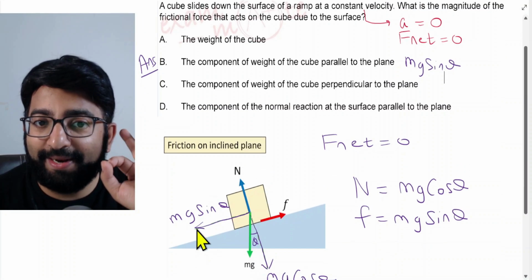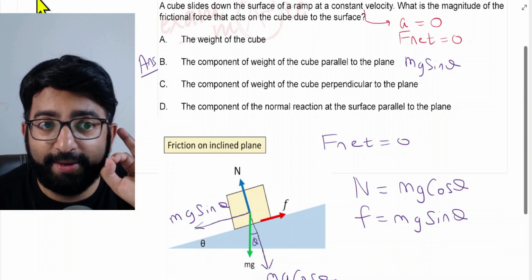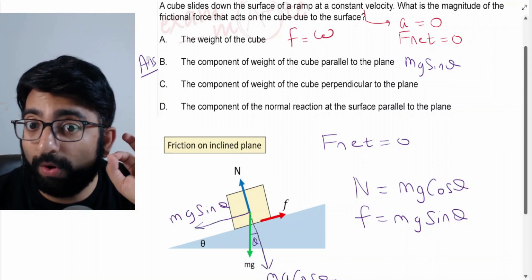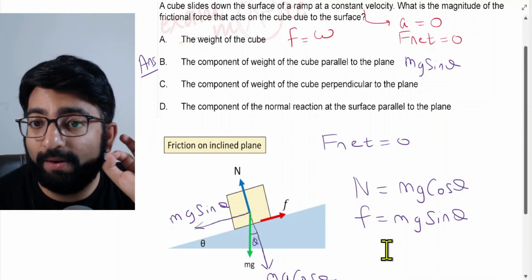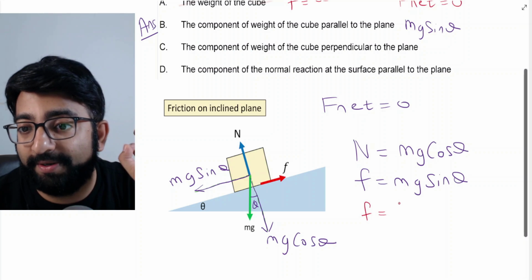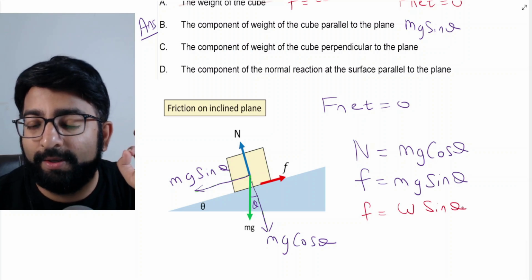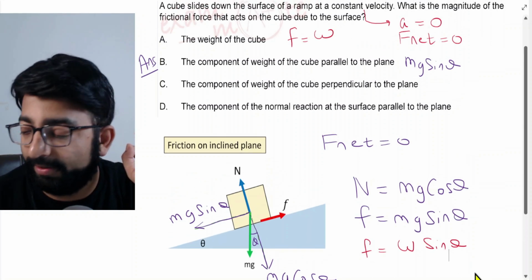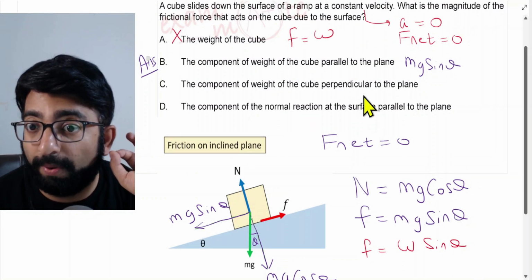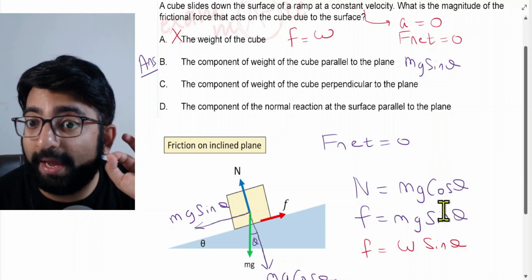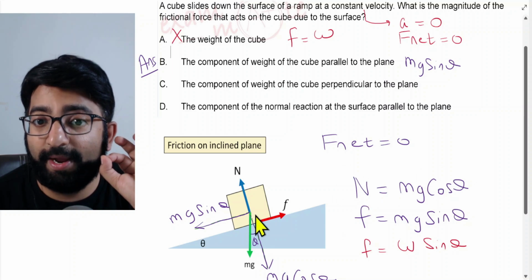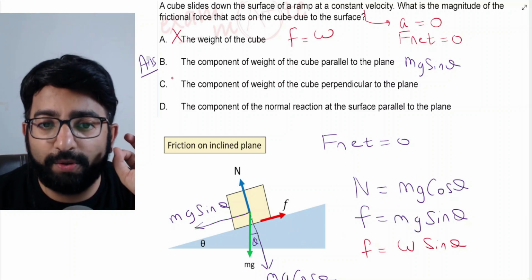Just to complete the analysis, let us look at other options. According to A, the friction will be equal to weight, which is definitely not right because friction was mg sine theta. So friction is actually W sine theta. So option A was incorrect. Option C states the component of weight which is perpendicular to the plane, that is mg cos theta. Mg cos theta is equal to the normal reaction and not friction. So C is also incorrect.